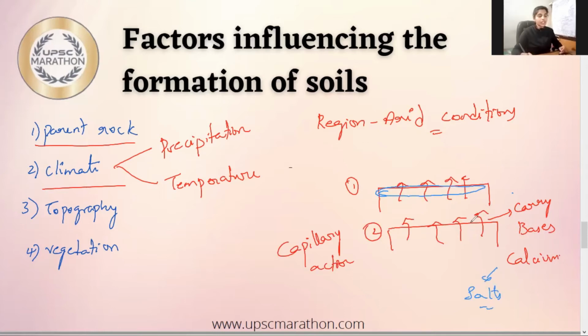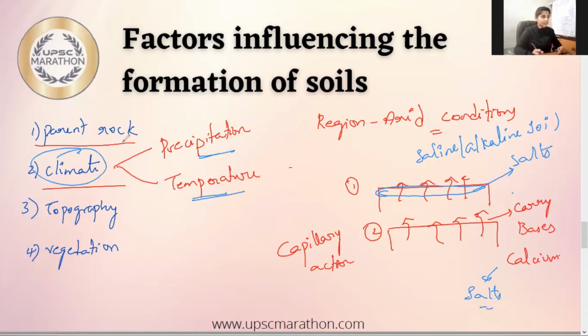Fine. So the upwelling water will carry the bases along with it, leads to the increase in concentration of these bases, of the salts in the top layers of soil, which leads to salinization or saline or alkaline soils. So this is how precipitation and temperature, together we can say climate, influences the formation of soil. Now let's move on to our next factor, which is topography.